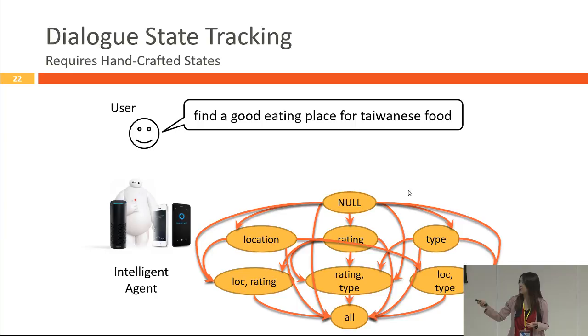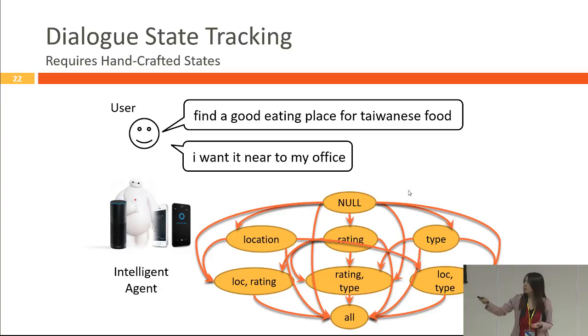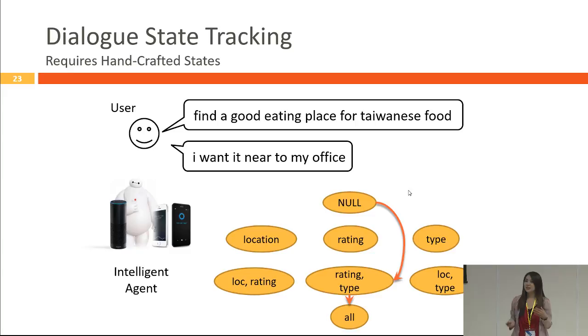In the second turn, the user said, "I want it near my office." They add an additional constraint, which is the location. So the state moved to the location, rating, and type state. This is a perfect path when we have these two sentences in the conversation. But getting the perfect path is very difficult.